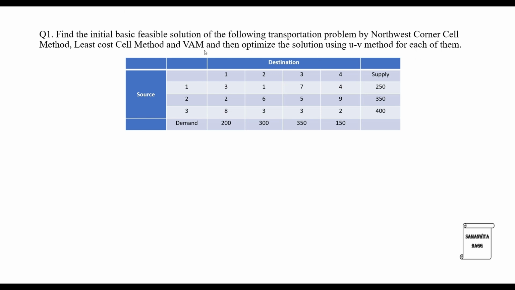Now there are two more methods labeled here. We will be using these two methods in the subsequent two lectures. Then we will optimize the solution using UV method for each of them. That also I'll show you in a separate lecture so that you understand how to solve using each of these methods. Now northwest corner cell, least cost cell method and VAM method, they are all used for finding the initial basic feasible solution, and UV method is used for optimizing the solution which is obtained by any of these three methods. So in this session we are taking up the northwest corner cell method.